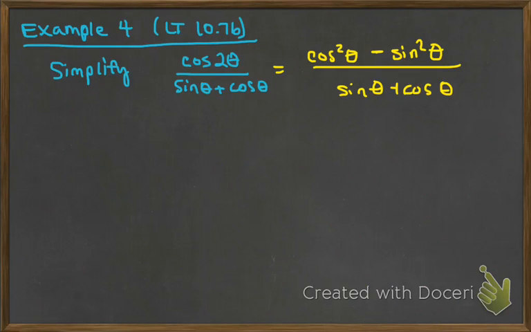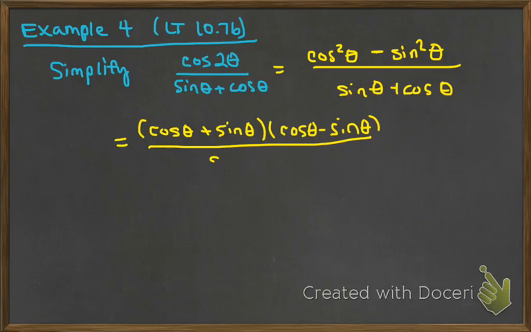So now I have a couple different things I can do. If I say there's really not anything I can think of, I can maybe multiply the top and bottom by the conjugate of the bottom, meaning that I would multiply top and bottom by sine of theta minus cosine of theta, and then that'll work out very nicely. Or I do notice that the top is a difference of squares, so I can go ahead and factor that. Because it's a difference of squares, I have the cosine of theta plus the sine of theta times the cosine of theta minus the sine of theta. Then I still have all that over the sine of theta plus the cosine of theta.